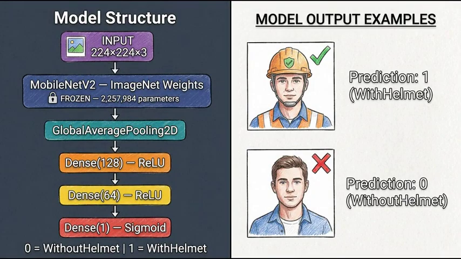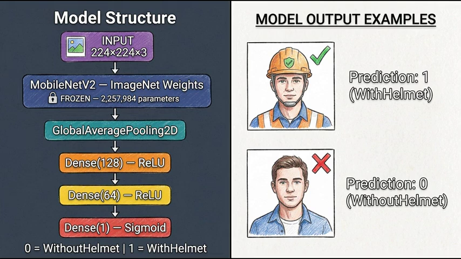The baseline model uses MobileNetV2 pre-trained on ImageNet as a frozen feature extractor. A global average pooling layer reduces the feature maps, followed by a 64-unit dense layer and a sigmoid output neuron, trained for 20 epochs with class-weighted loss to address the 10.9 to 1 class imbalance.